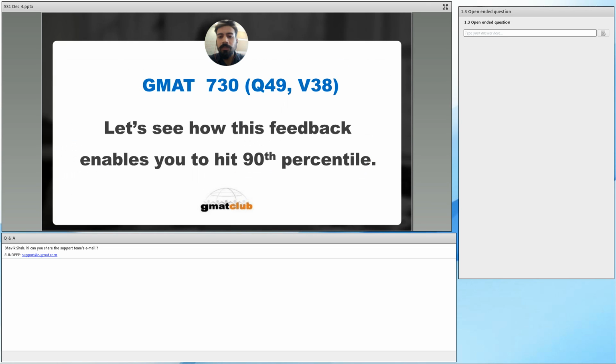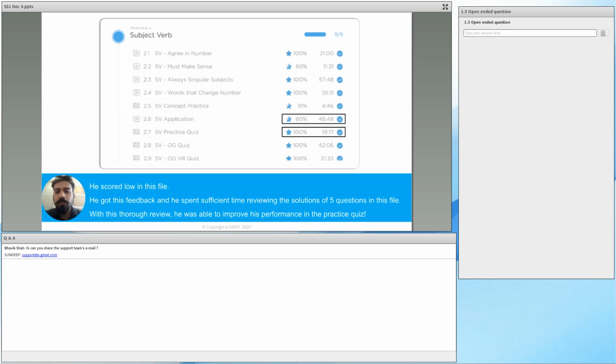Okay. Here's another example, and what you really see is how feedback helps you get to that high score. This is a subject verb module, and there are a few things that you would really see. First of all, this is really comprehensive. In subject verb, you're looking at a green number, makes sense. You learn all about singular subjects. You see words that change number.